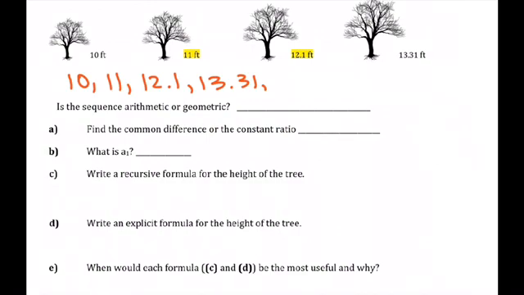Okay, so we need to figure out if it's geometric, what is the ratio? So what is it? Who's got it? Dale? 1.1, so that means if we take 10 times 1.1, 11 times 1.1, 12 times 1.1, or 12.1, does that work? Do you guys all agree that that works? Okay, so it's geometric. The constant ratio is 1.1.